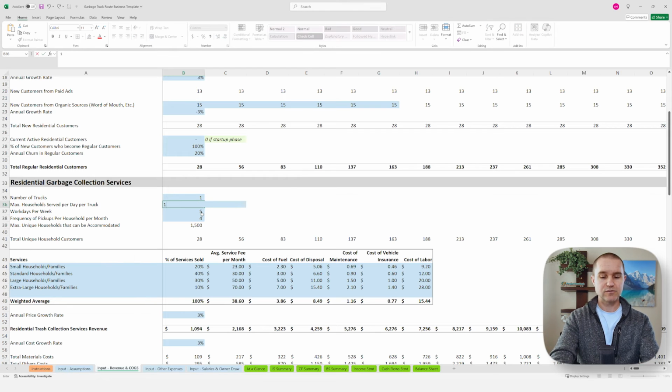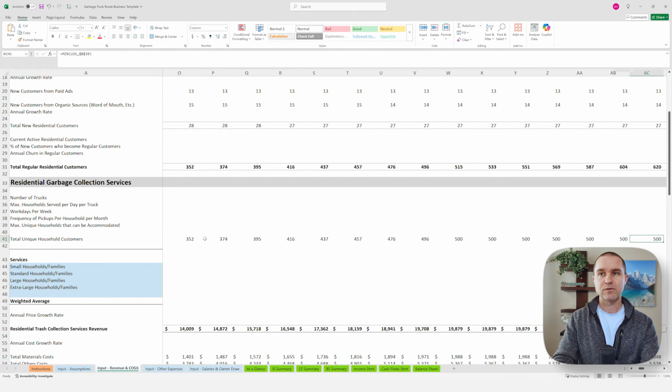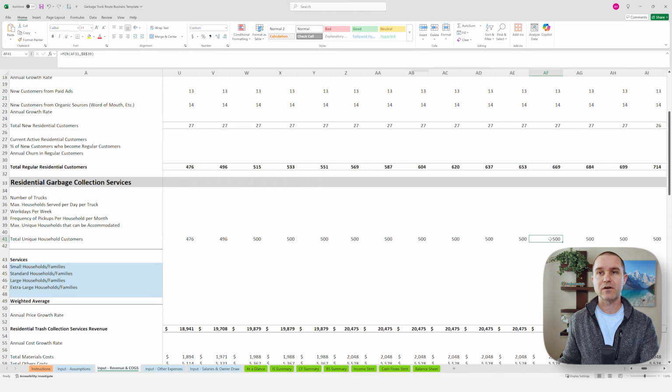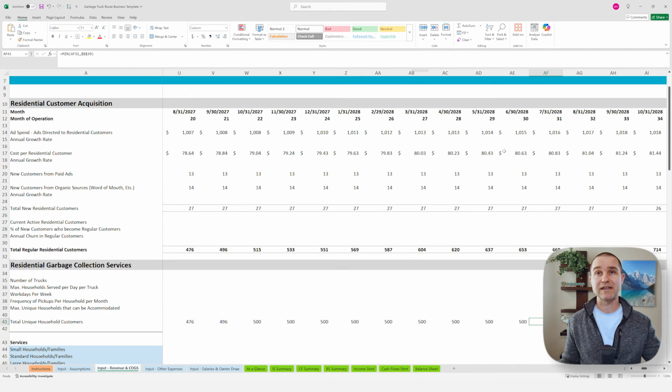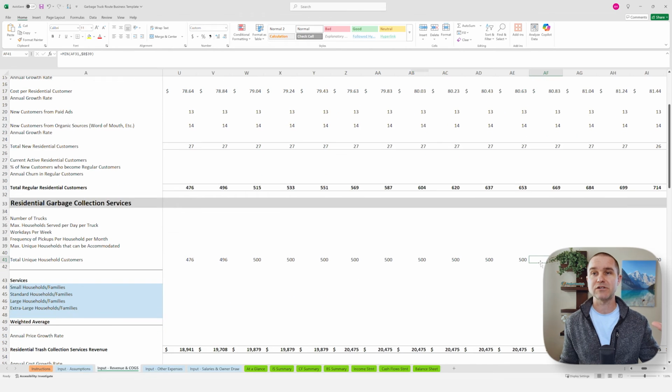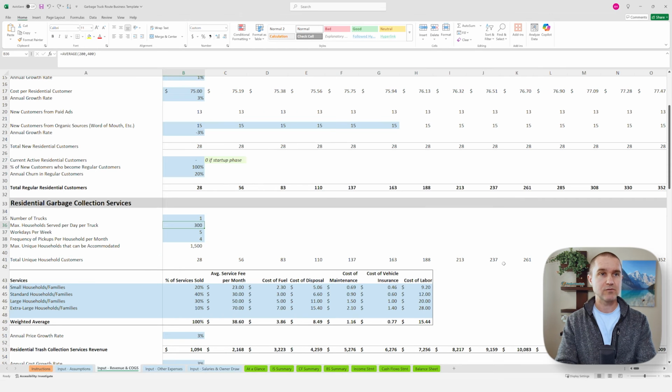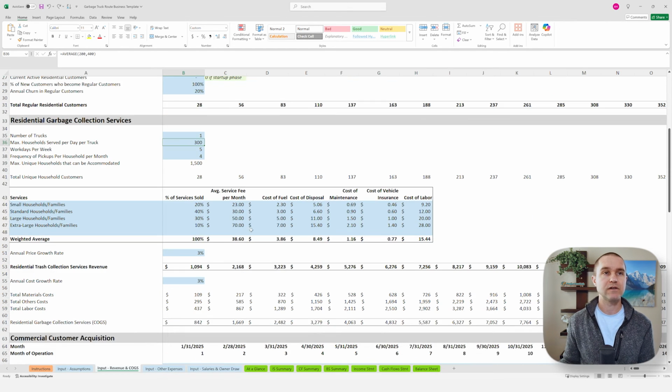Let's just say this was 100. Now we'd see this changes to 500 as a maximum. And so what we'll see down here is once you hit 500, it just maxes out. That's all the customers we can have. Even though we're doing all this work to get new customers up here in the customer acquisition, it says, nope, we only have 1 truck and the truck can only handle 500 customers. So it's limited to 500. So that's something you'll want to keep a close eye on and make sure you fill out correctly.